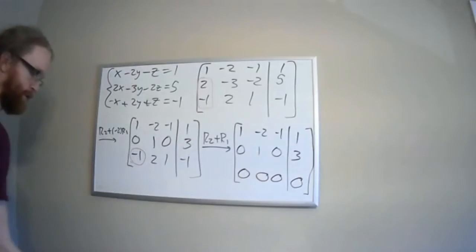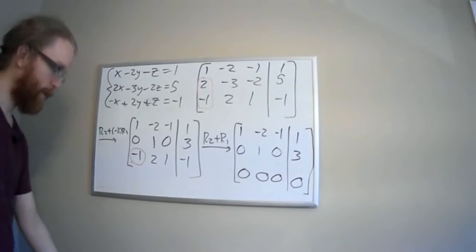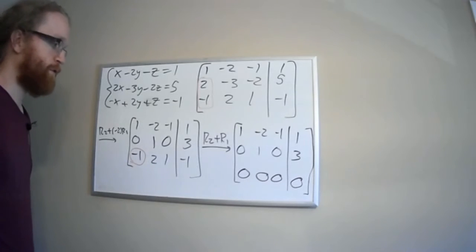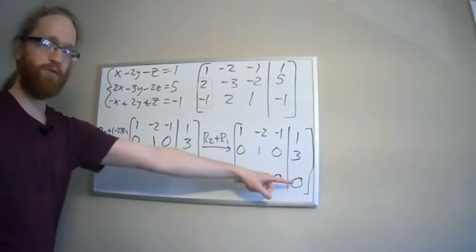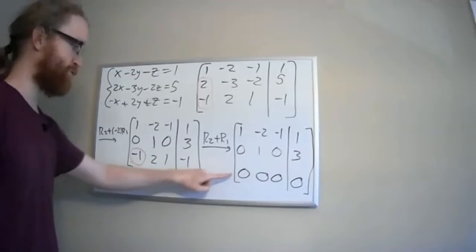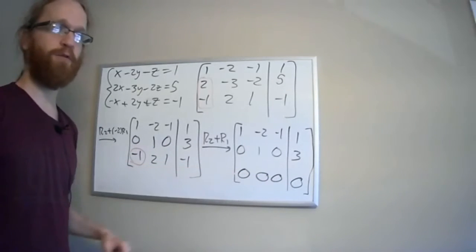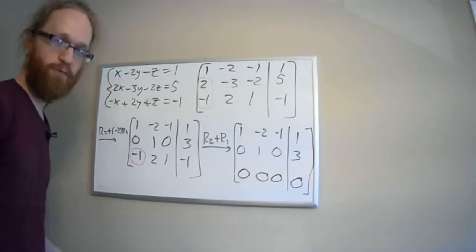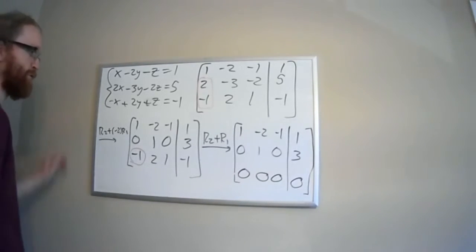Okay. So that's a little suspicious. I have a row of all zeros, including to the right of the bar. Everything is 0. You know, if I translated this row into an equation, it would tell me 0 equals 0, which sounds like something that's always true. 0 is definitely equal to 0.